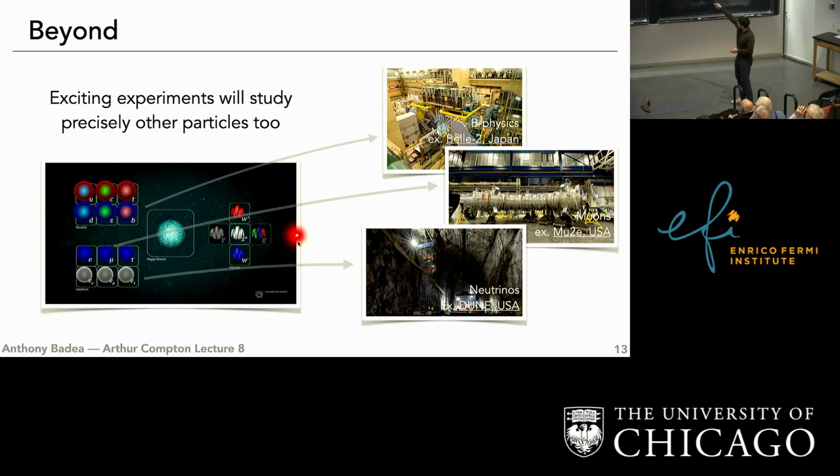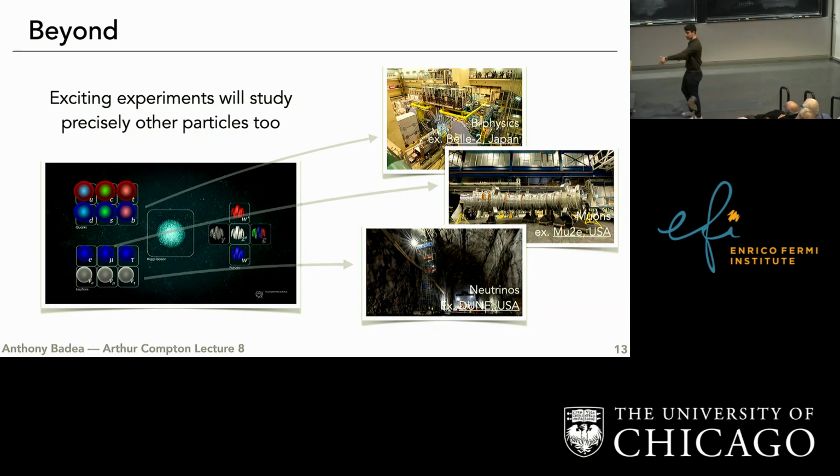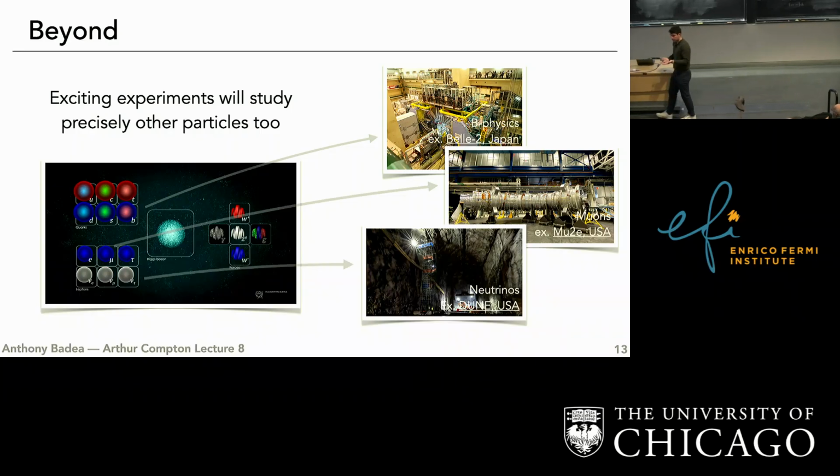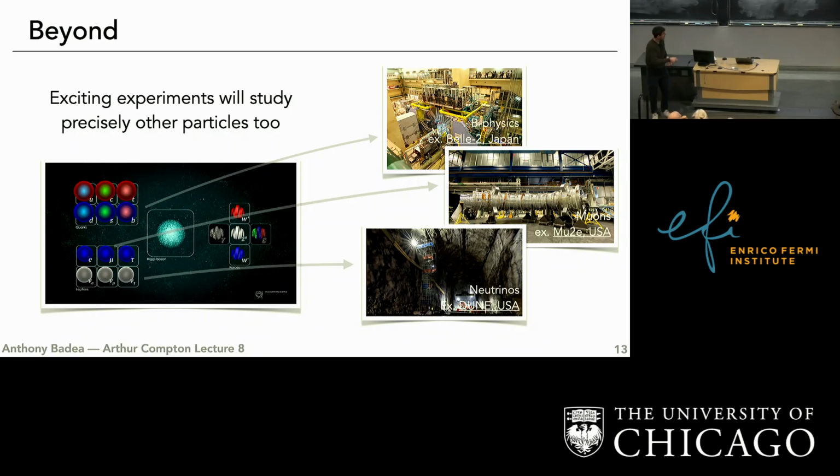Then there are other ones, like experiments dedicated to the muon. For example, nearby here, actually in Batavia at Fermilab, there's this experiment that's turning on called Mu2e, where they're measuring the rate at which muons decay to electrons, and they're seeing if that matches with the standard model prediction. And these are really interesting.